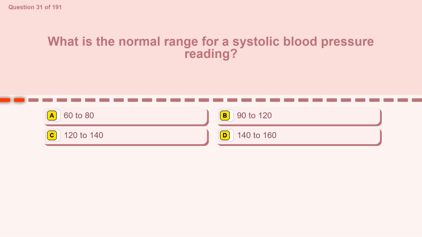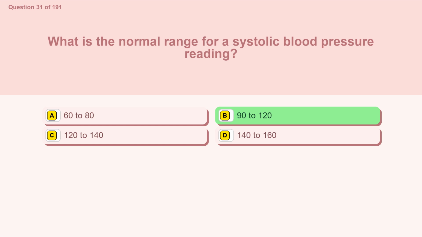Question 31. What is the normal range for a systolic blood pressure reading? Option A, 60 to 80. Option B, 90 to 120. Option C, 120 to 140. Option D, 140 to 160.